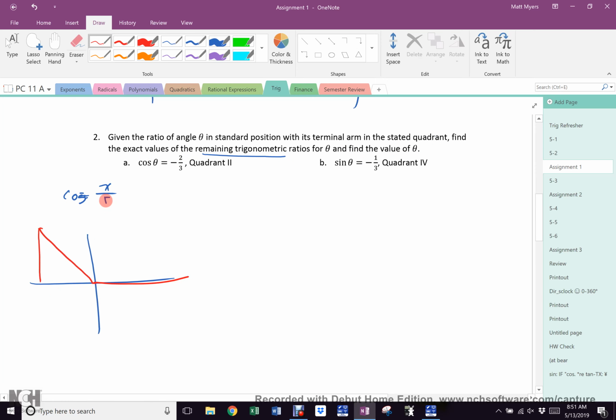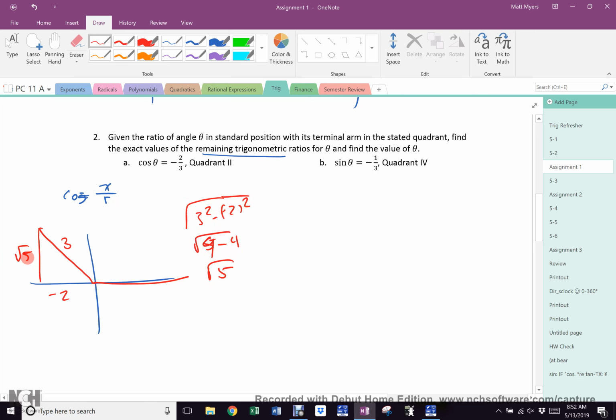Can r ever be negative? So x has to be negative, so that's negative 2. What's this? 3. What's this automatically? Because I know how to do Pythagoras, because I've been doing it since the 7th grade. It is the square root of 3 squared minus negative 2 squared, which is the square root of 9 minus 4, which is the square root of 5.